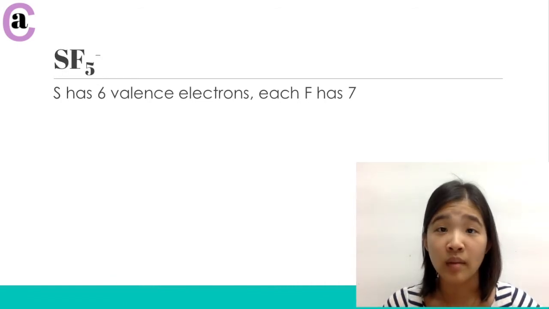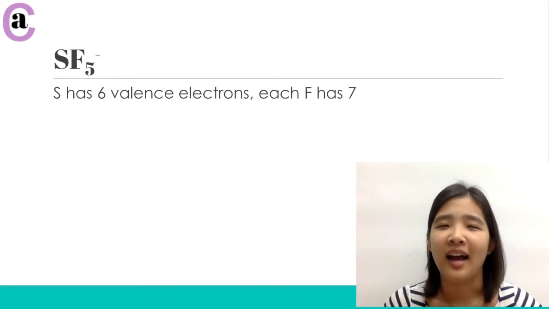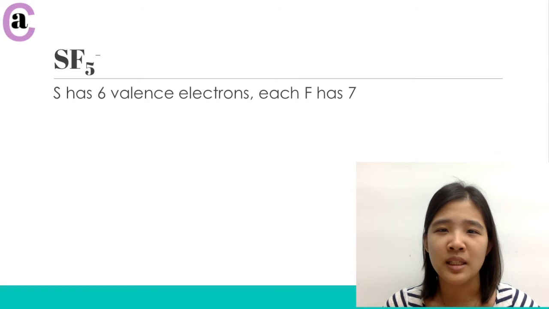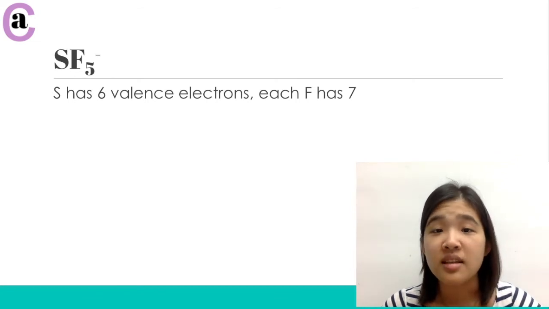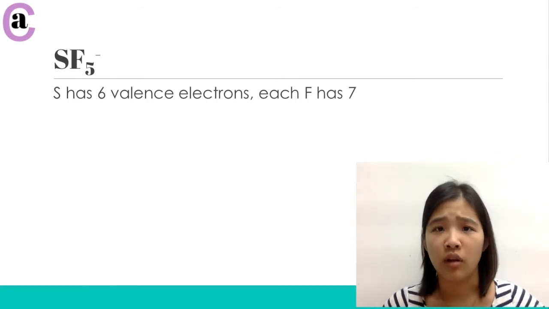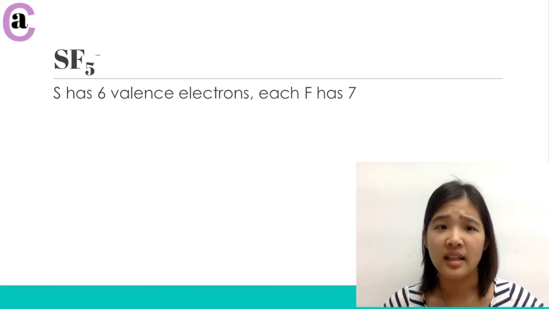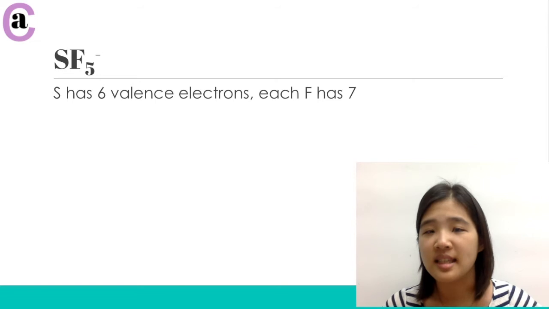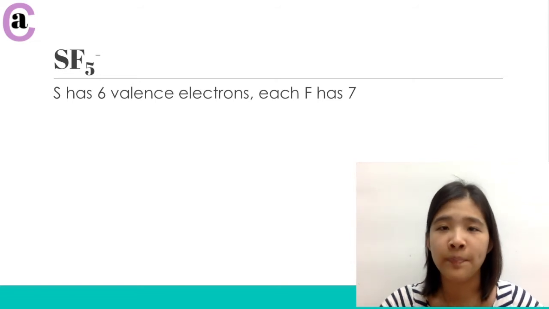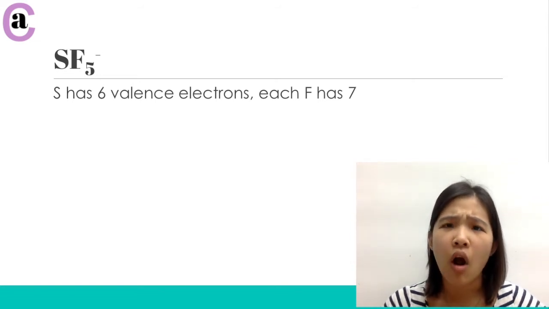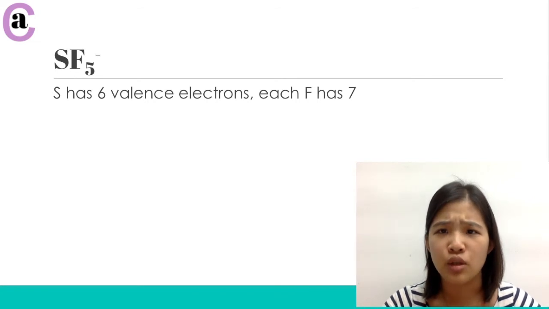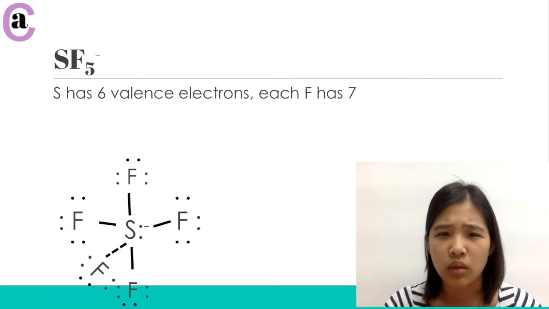So now we come to the last example that I have, so bear with me. SF5 minus. So with this, we start out with the knowledge that sulfur only has 6 valence electrons and each fluorine has 7, so that's not as important. But when you put together all of these atoms into the molecule, this is what you get.